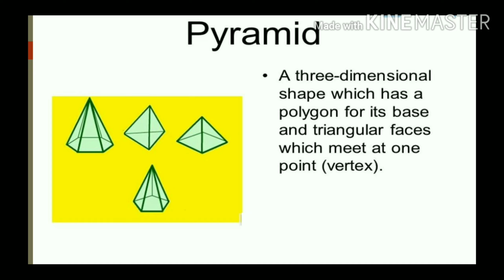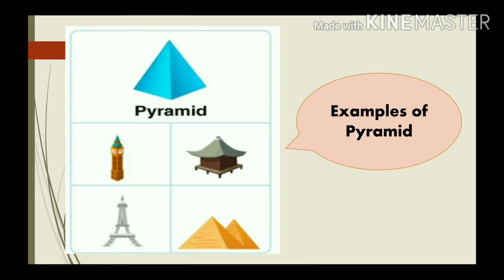So the pyramid which has a triangular base is called triangular pyramid. A pyramid which has a square base is called square pyramid. A pyramid which has a pentagon base is called pentagon pyramid, and so on. Now students, I hope you have understood what a pyramid is and how many types of pyramid you can make. Now, let's see some examples of pyramid. Here you can see there are so many examples of pyramid, like hut, tent, Eiffel Tower is also a kind of pyramid, and Egyptian pyramid.